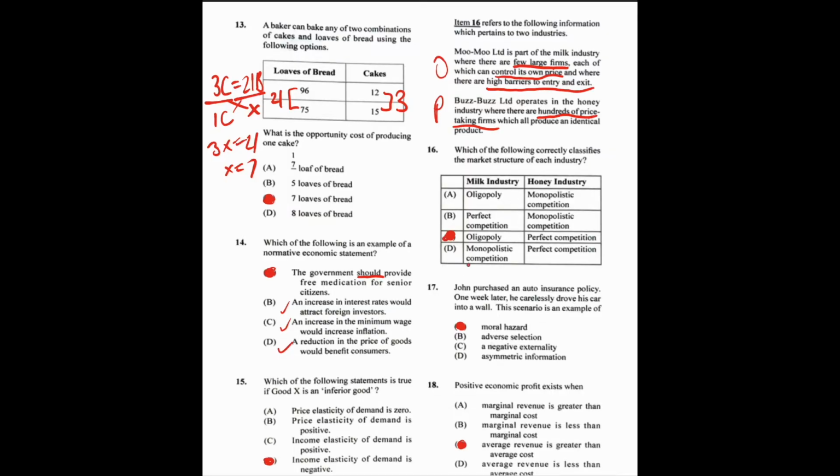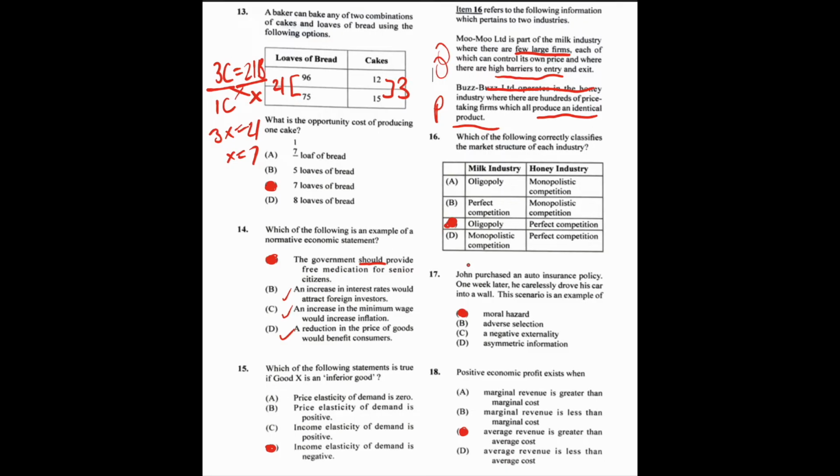17 says John purchased the auto insurance policy. One week later, he carelessly drove his car into a wall. This scenario is an example of a moral hazard. So overall, just the increase in recklessness due to the fact that he bought the insurance.